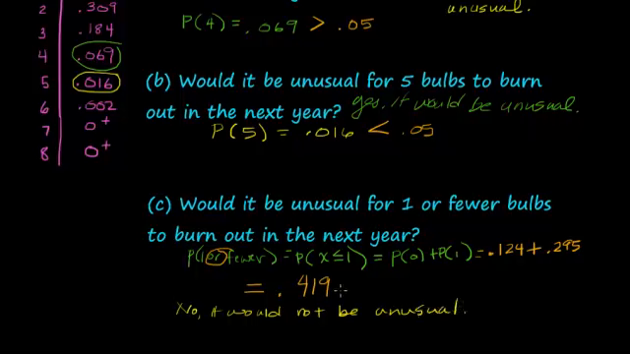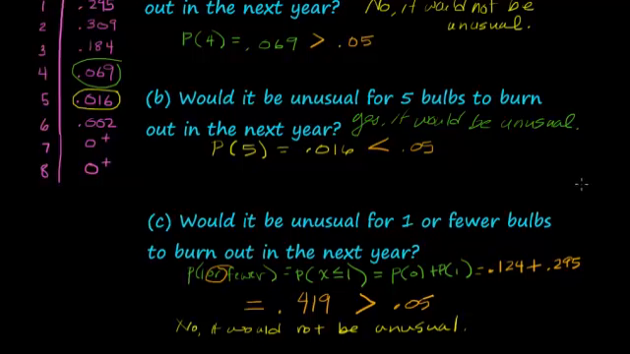That's almost a 42% chance that 1 or fewer bulbs would burn out over the next year, right? So this is significantly greater than 0.05. So no, it would not be unusual for one or fewer bulbs to burn out in the next year. So this is an example of how we can determine whether or not we have unusual values using probabilities.